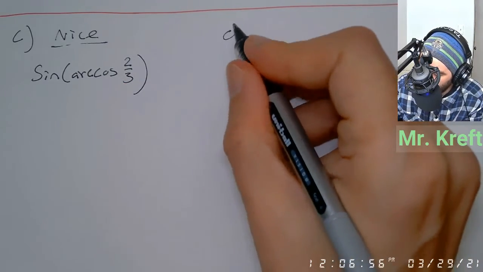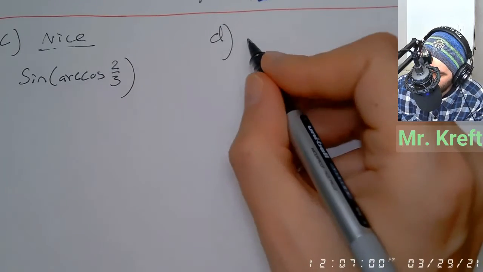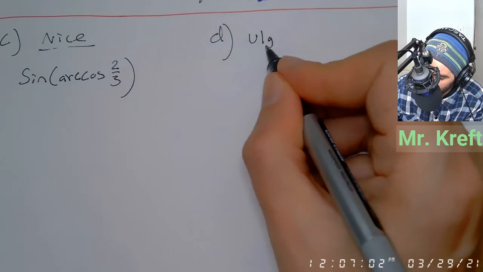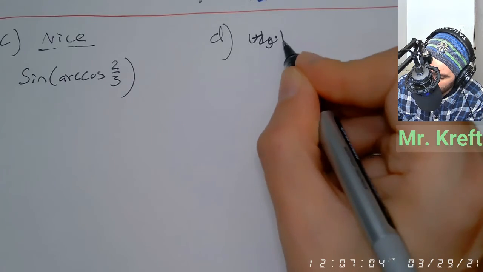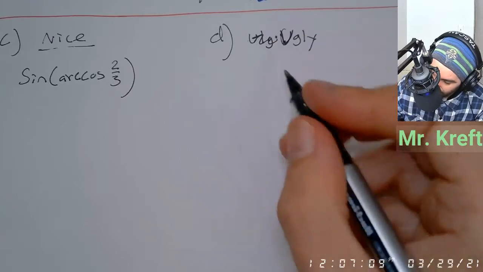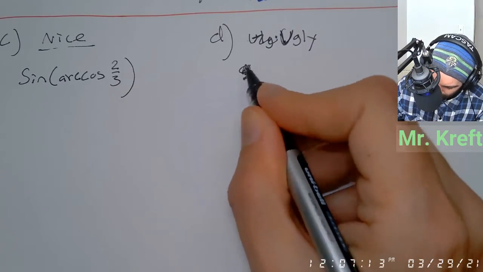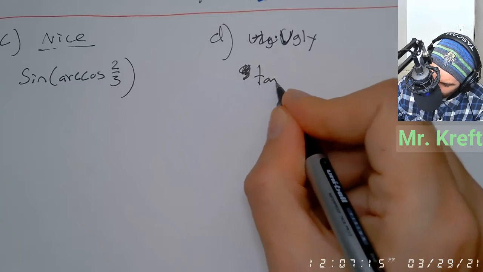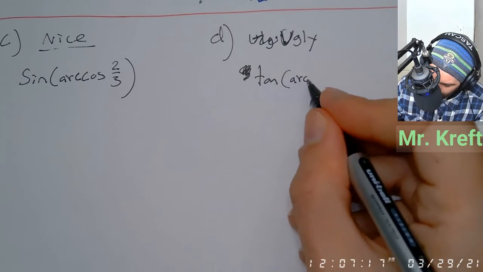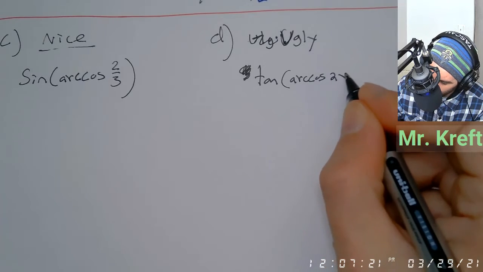So I'll let you guys choose your ability range. Okay, so if you want to do a nice one, do this one. If you want to do an ugly one, oops, oh my gosh, ugly. Oh my gosh, I can't even. The ugly one is this one. Tangent of arc cosine of 2x.